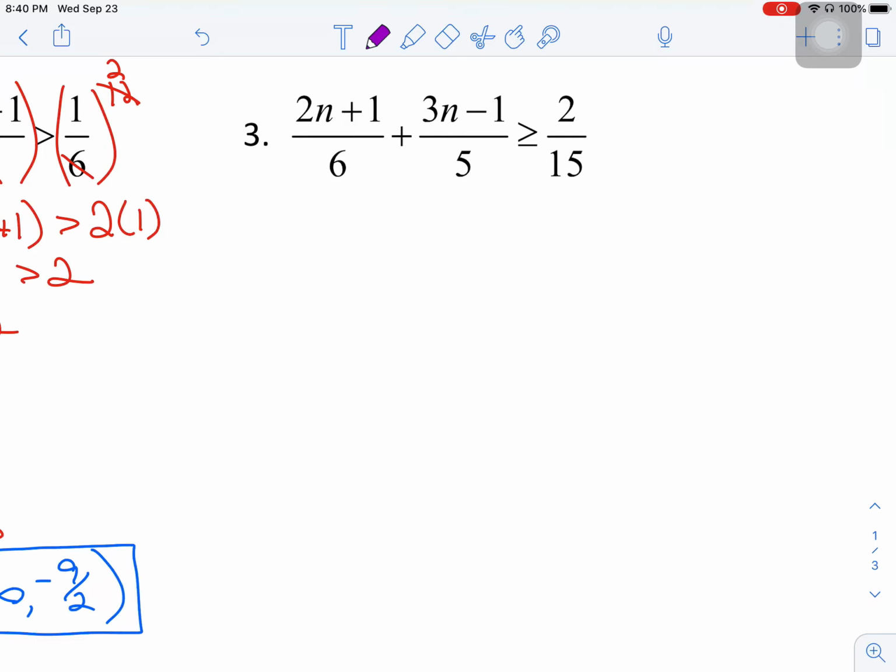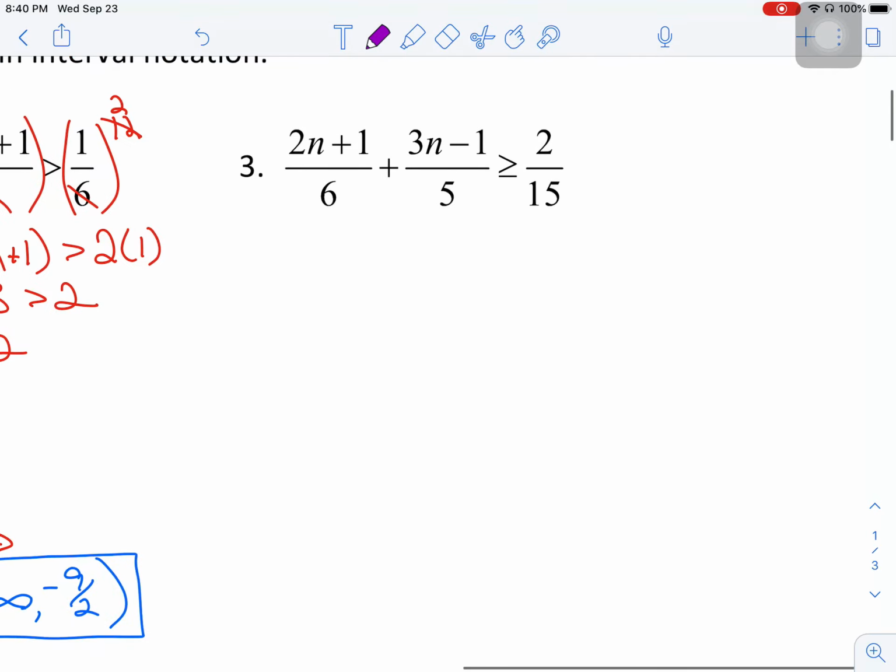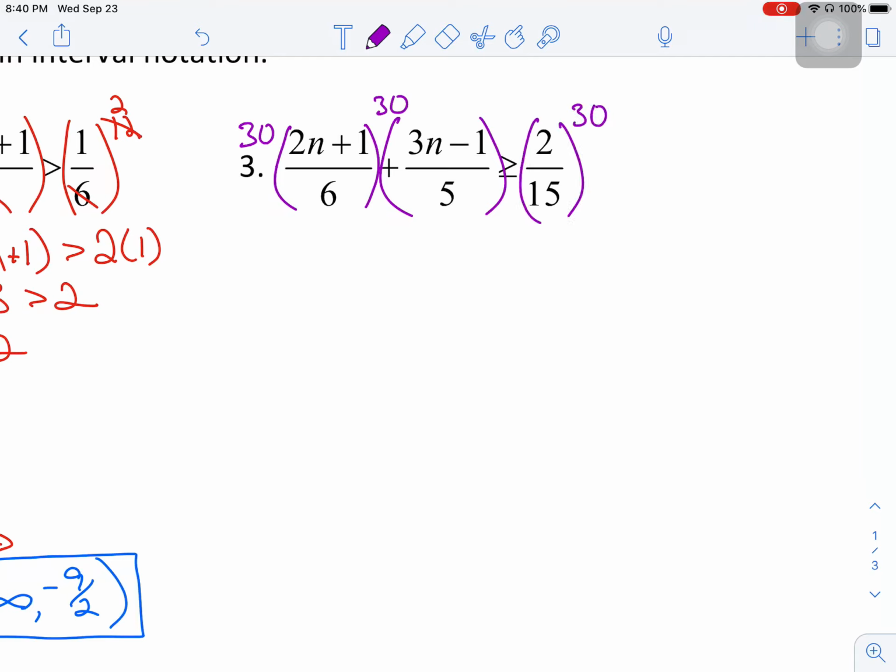Problem number 3 is just like problem number 2. We're going to deal with the least common multiple. In this case, our denominators are 6, 5, and 15. So the least common multiple of those is going to be 30. So I'm going to take 30 times my first fraction, 30 times my second fraction, and 30 times my last one.